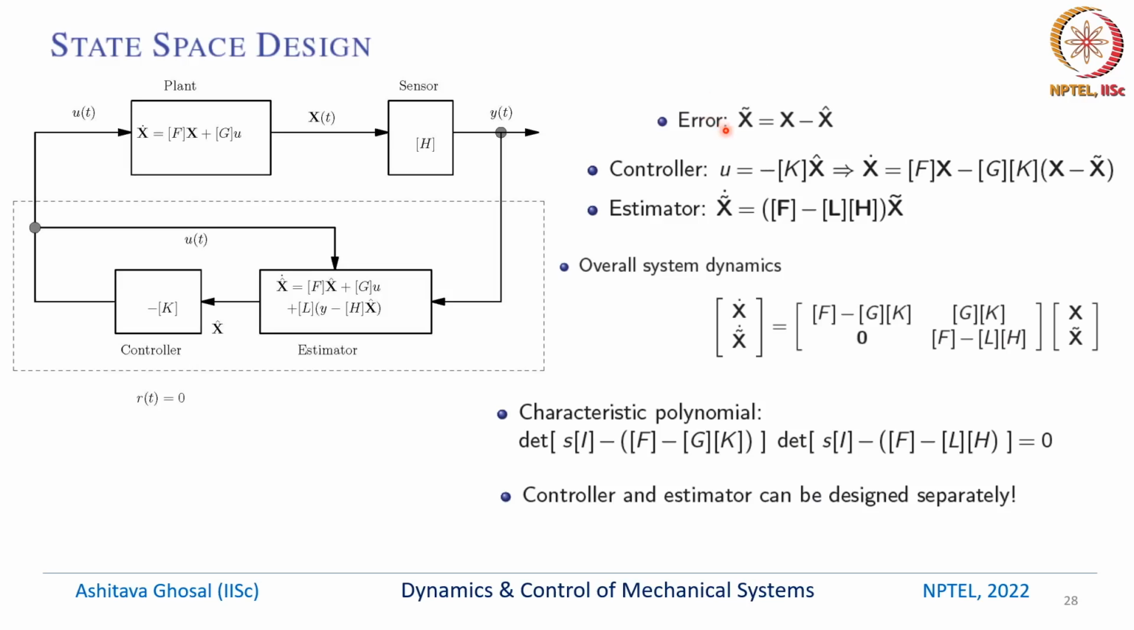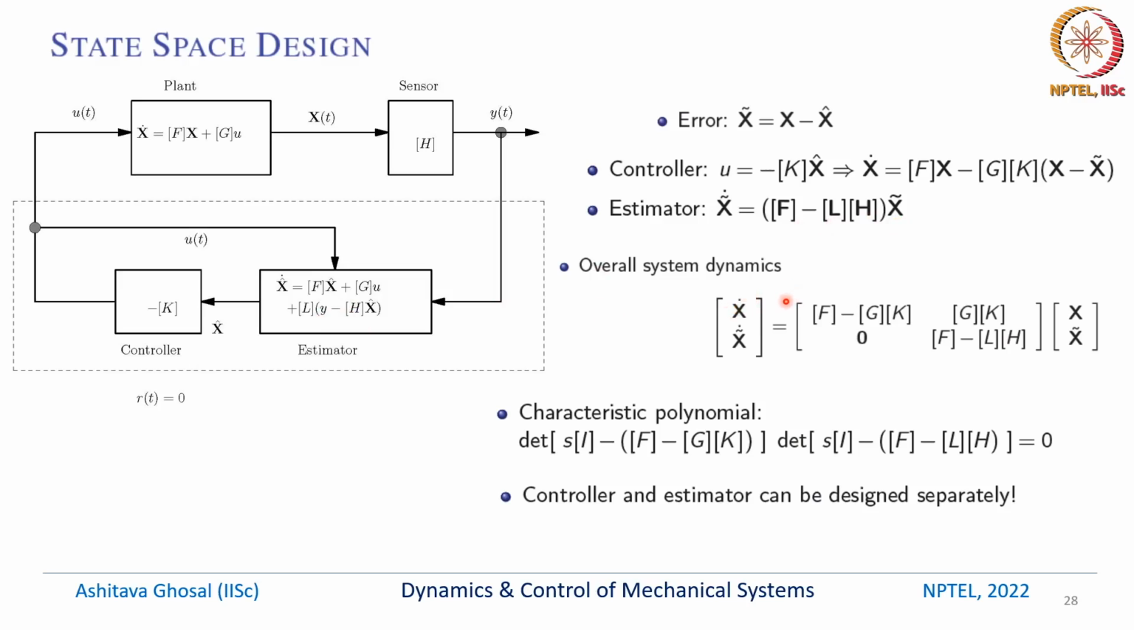This can be represented mathematically using these symbols. First, let us define x tilde, which is x minus x hat. The controller is u = -K x hat. Then we have x dot = Fx - GK x hat. Now instead of writing x hat, we can write x minus x tilde. The estimator is x tilde dot = (F - LH) x tilde, which we have seen.